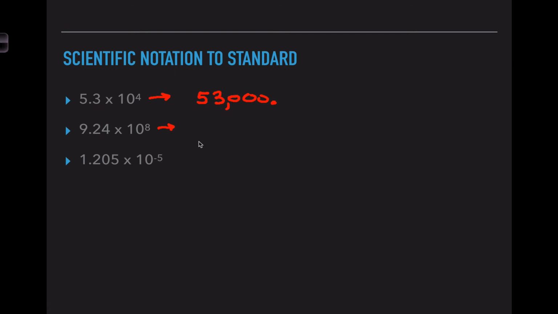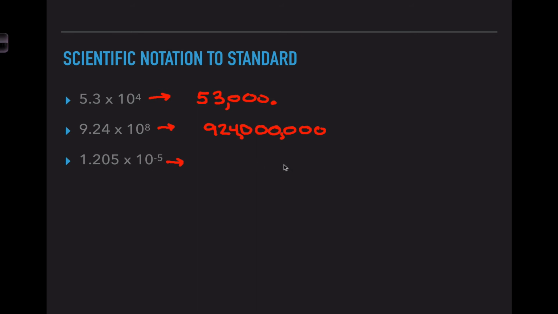So we're moving the decimal place 8 places. So 9, 2, 4. That is a 2-move jump, so we're actually going to add 6 zeros to the end. So 1, 2, 3, 4, 5, 6. So we can put a comma here and here. So 924 million.